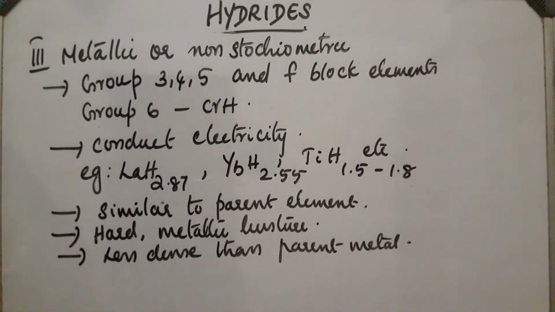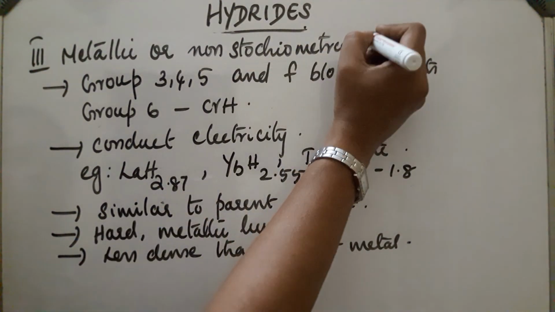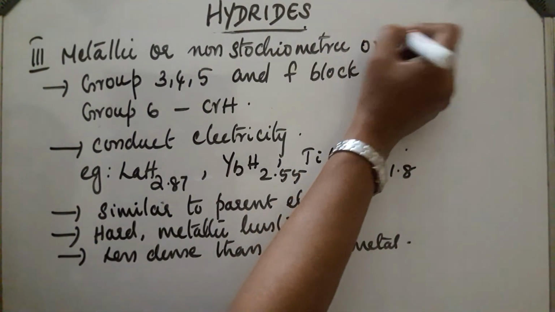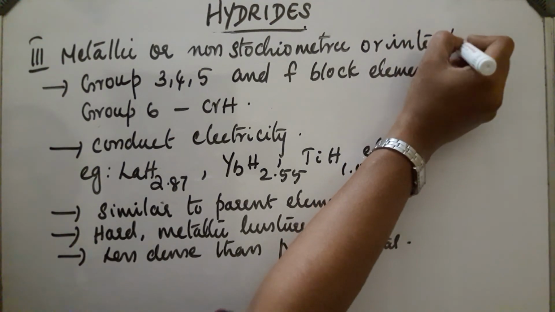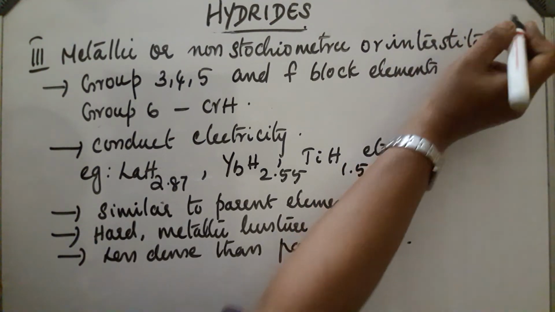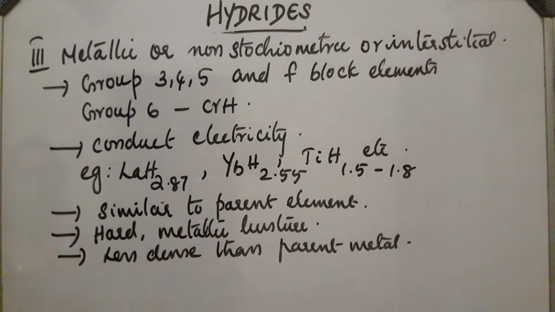Okay, now these are called interstitial, metallic or non-stoichiometric or interstitial hydrides. Because earlier it was thought that hydrogen atoms are present in the interstices of the metal lattice, but later it was disproved. So due to this, they are called interstitial hydrides.